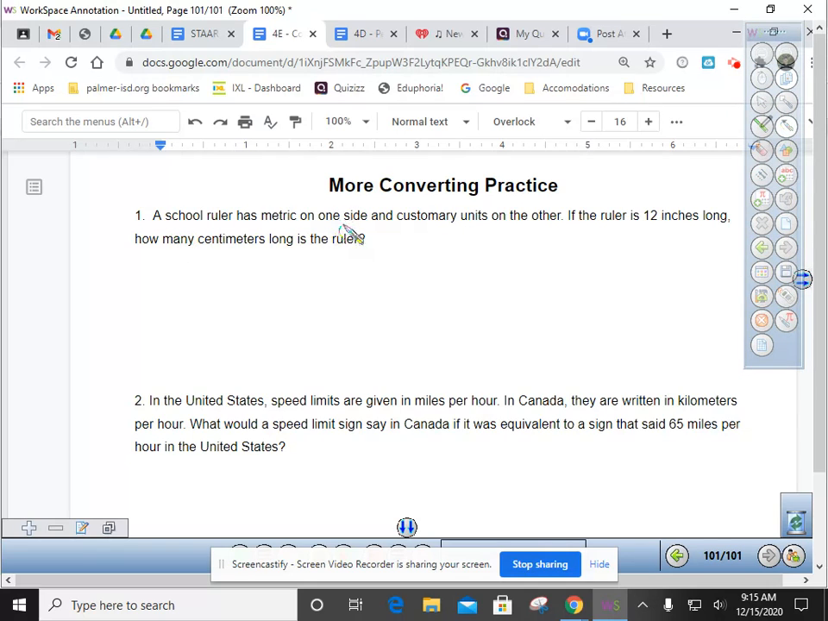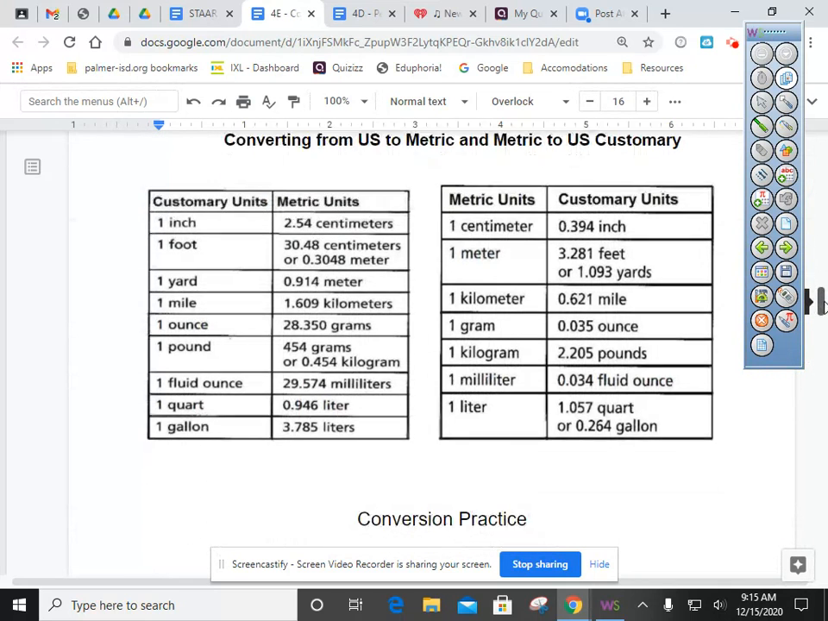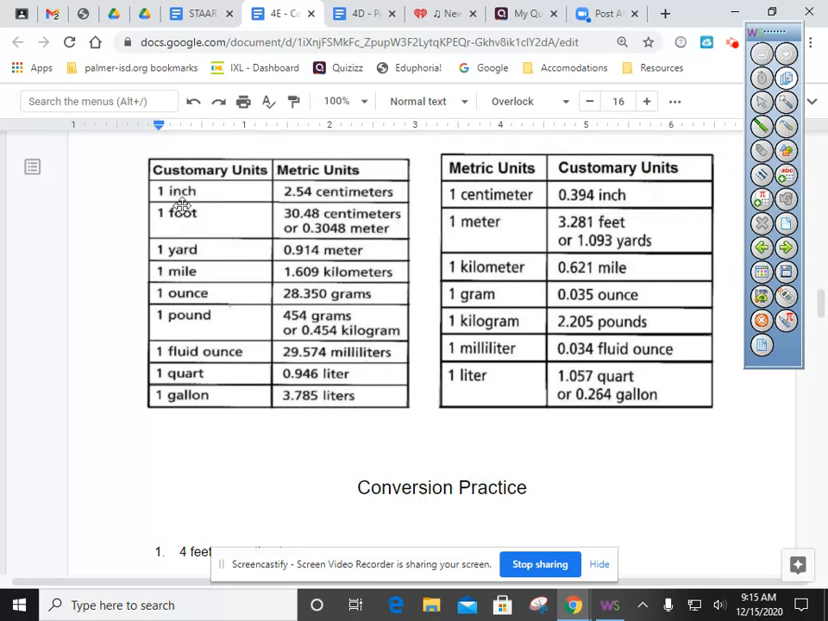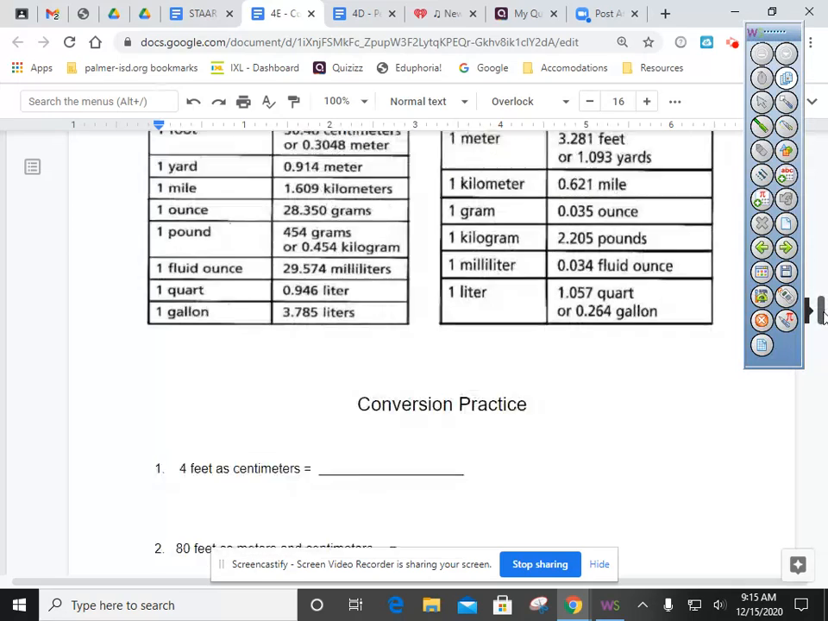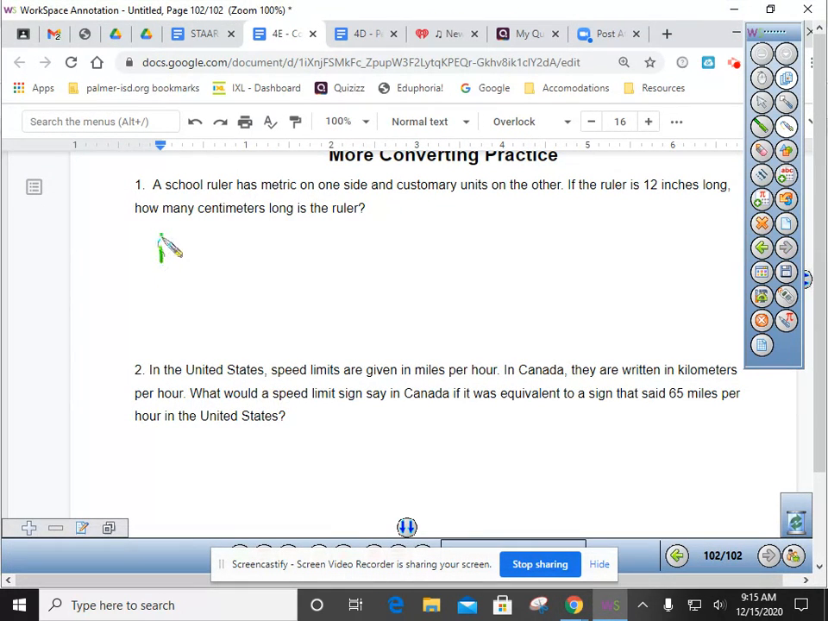A school ruler has metric on one side and customary units on the other. If the ruler is 12 inches long, how many centimeters long is the ruler? So we're going to have to go back over here. And 1 inch, let's find 1 inch. Right here at the top is what? 2.5 centimeters. There you go. So then over here, I'm going to write inches and centimeters. And we said 1 inch was 2.5 centimeters, right? And it wants to know about what? 12 inches long in centimeters. That's right. So there's your proportion.